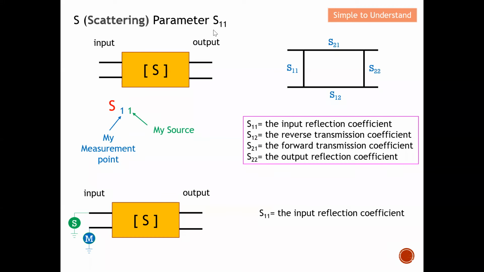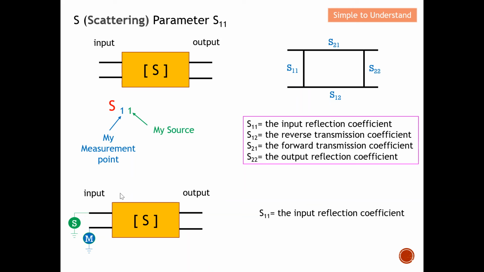Let's start off by discussing S11. The key thing is the digits behind it, S11 here. This is the place where I put my source, which means my supply is put at port number 1. And for S11, the measurement is also done at port number 1. So what do I mean?